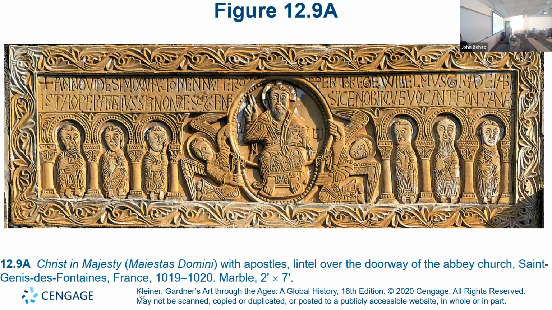So here we go, another Christ in Majesty, and it's from the doorway of the Abbey Church, Saint Genis de Fontaine, France, early 11th century. And take a look at this stylistically. This looks like it could be from antiquity, much earlier than this. And we see this is Christ. He's got the beard, got the halo, the good book. Bless him. And he's enthroned.